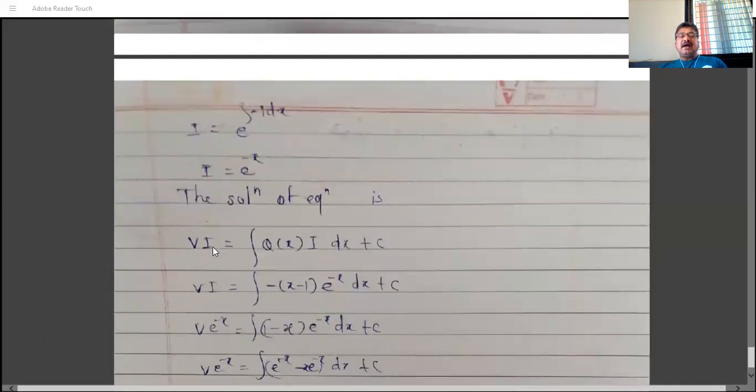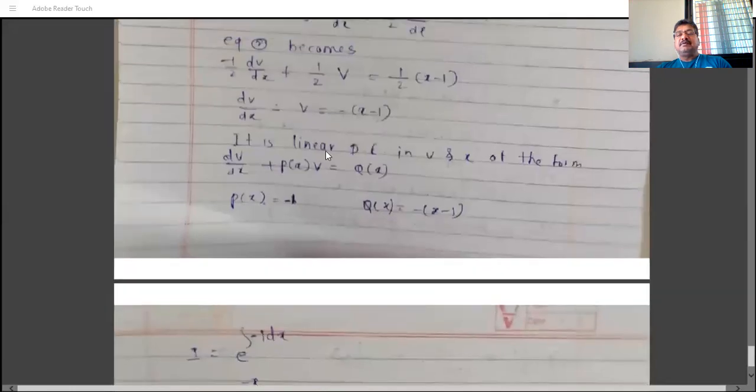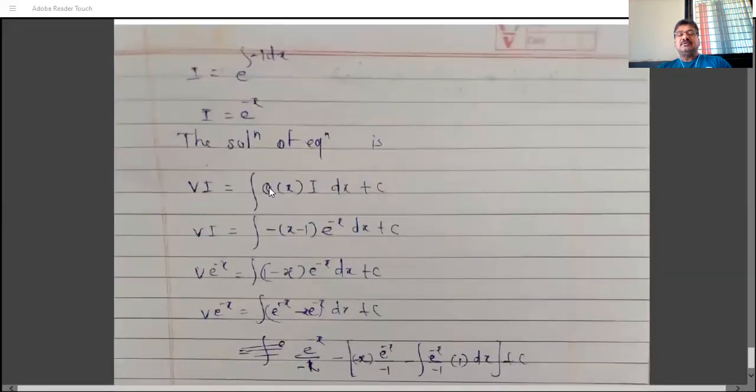Instead of y into I, we write v into I is equal to the integral of Q into I dx plus a constant. So this is the formula to obtain the general solution of a linear differential equation. What is the formula? y into I is equal to the integral of Q into I dx plus c. Instead of y, we have to write v, because this is a linear differential equation in v and x. So v into I is equal to the integral of Q into I dx plus c.